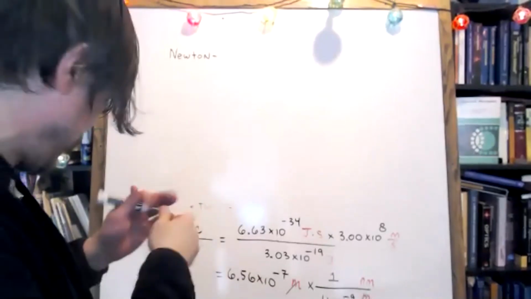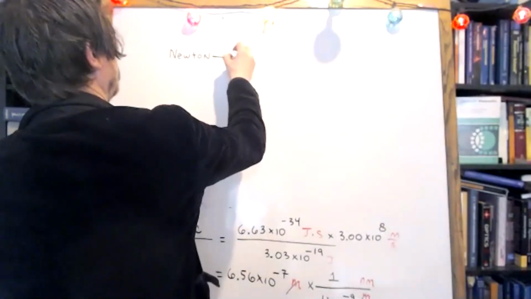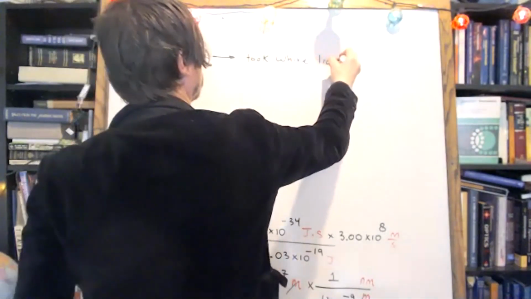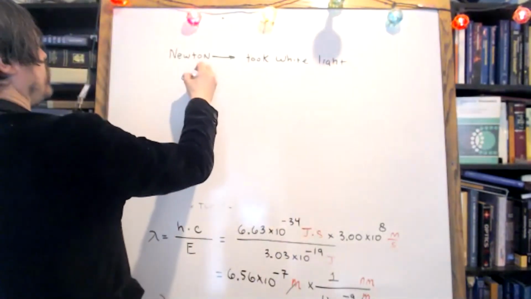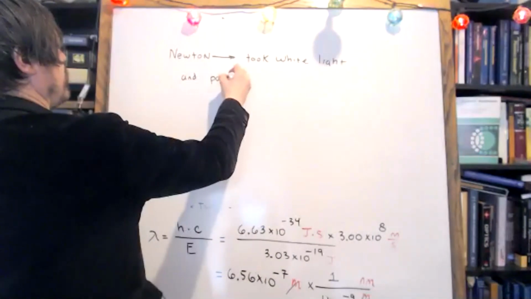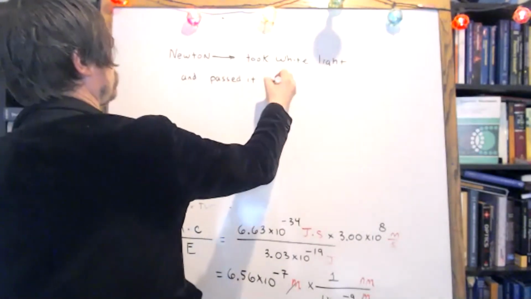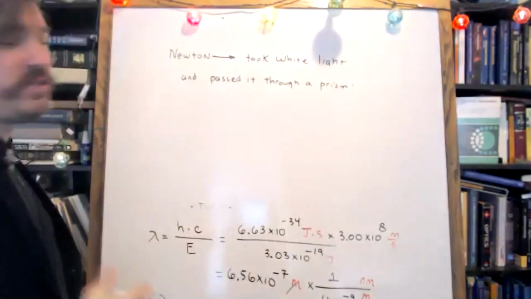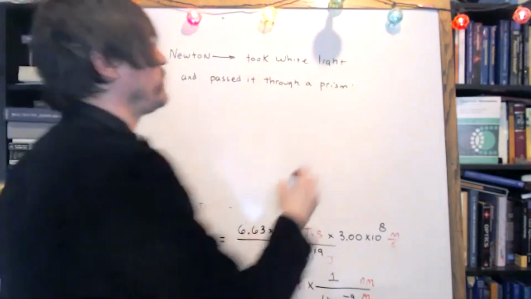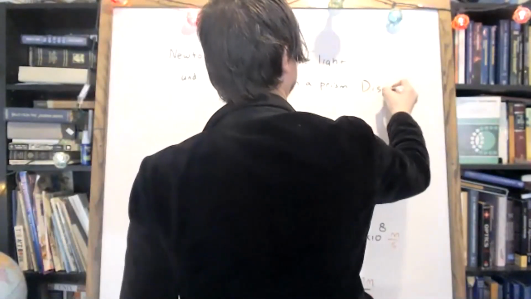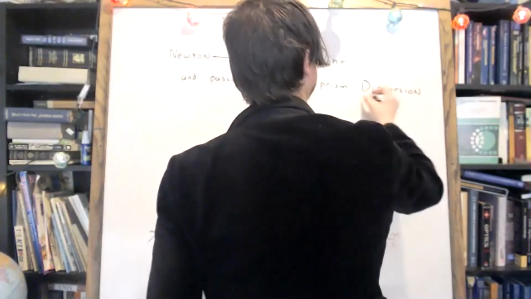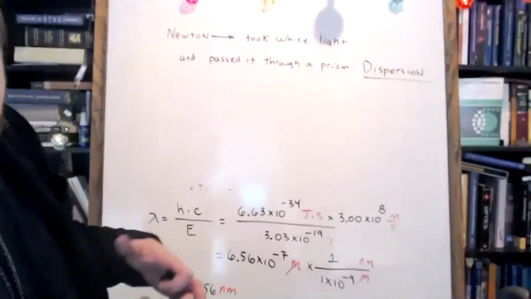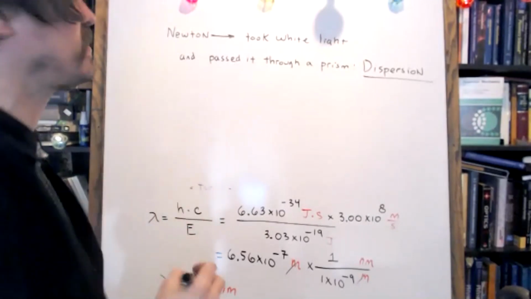Okay, so Newton, what he did is he took white light and passed it through a prism. When you do this, we have a very special word for it. We call it dispersion. That's the fancy $10 word. When you break apart light into its component wavelengths, it's called dispersion, or sometimes it's called taking a spectrum.